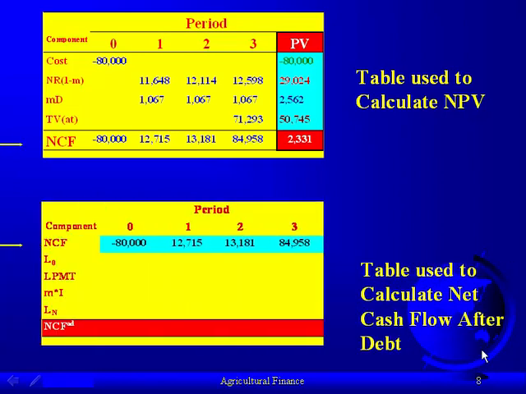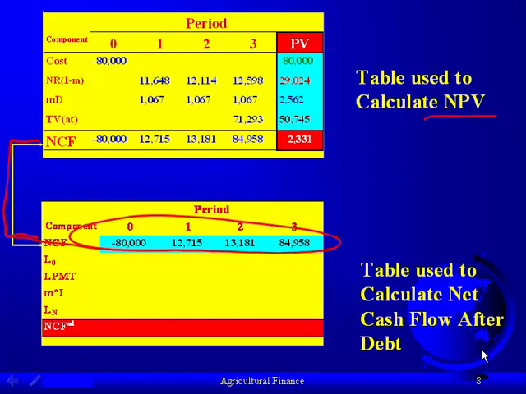And that's where we bring in the second chart that we just covered in the previous slide. It's a table used to calculate the cash flows after debt. And notice that the net cash flow ends the chart for net present value and begins the chart used to calculate the net cash flow after debt. Again, the sequential process: you have to solve one, and it feeds into the next part.